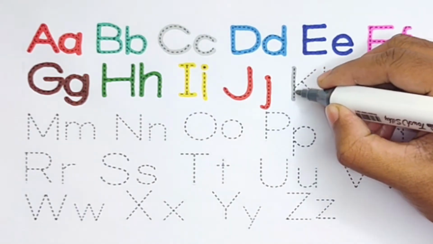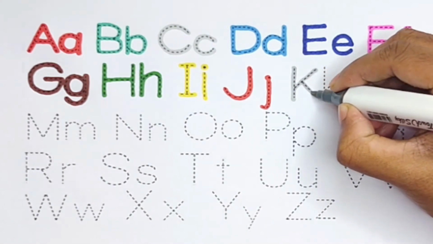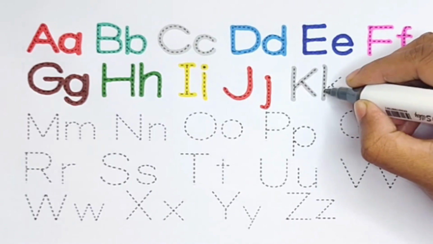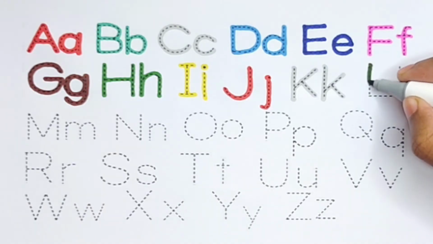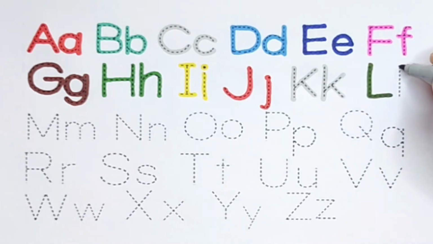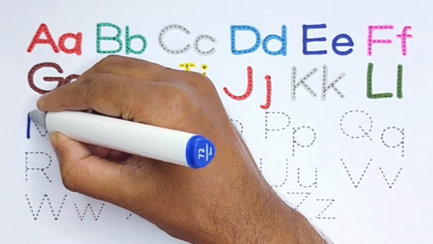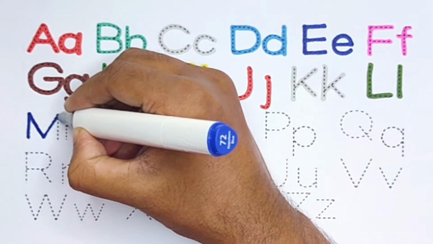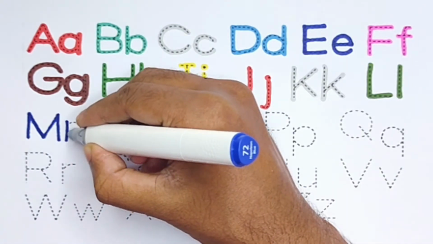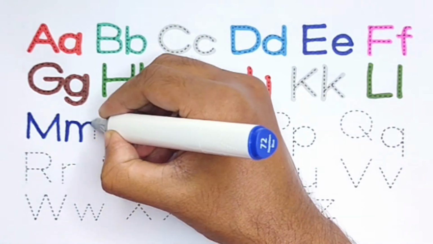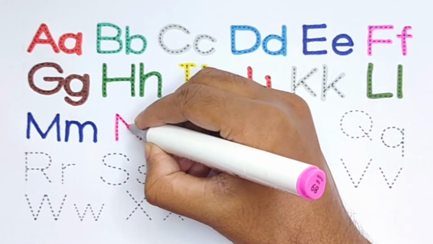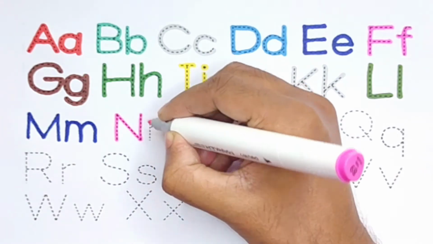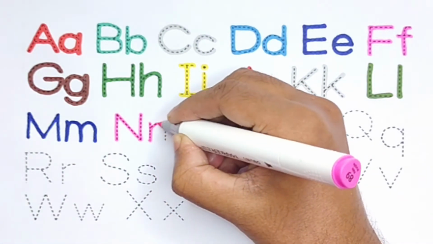K. K for kite. K for kiwi fruits. L. L for lollipop. M. M for mango. M for mushroom. N. N for nuts. N for net.